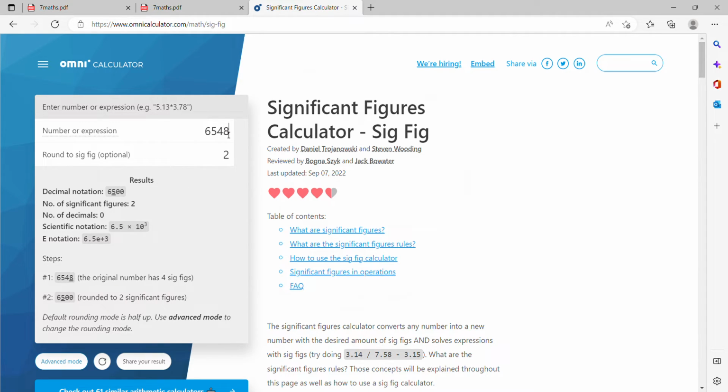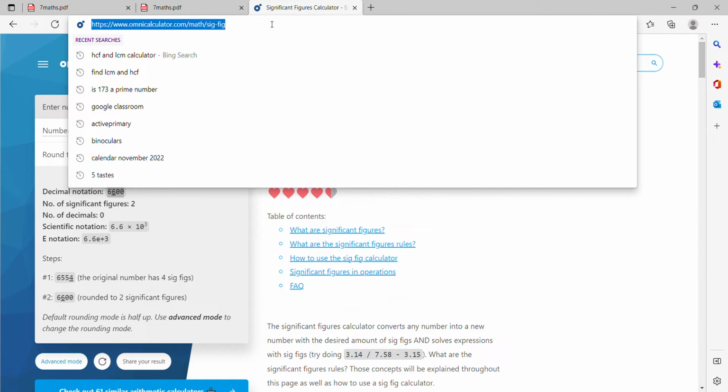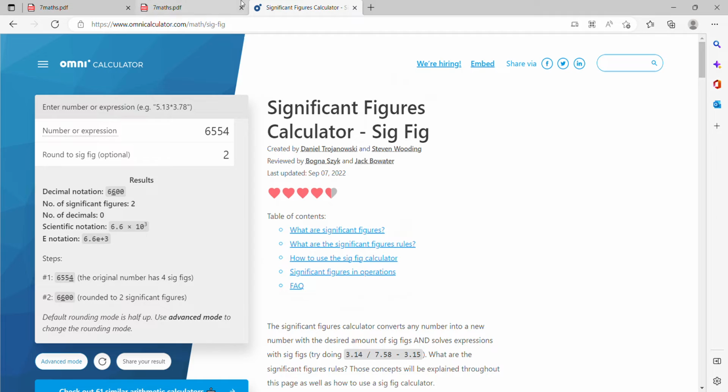So now, let's do another one. Now, rounding to two significant figures. We're going to keep the 65 here, and we're going to turn the rest to zeros, but are we staying at 65 or are we going up to 66? This is a 5, and if it's 5 or larger, we move up. So we turn that into a 6. So the final answer is 6,600. And you could just go to this website if you just want to play around with it yourself. All right.